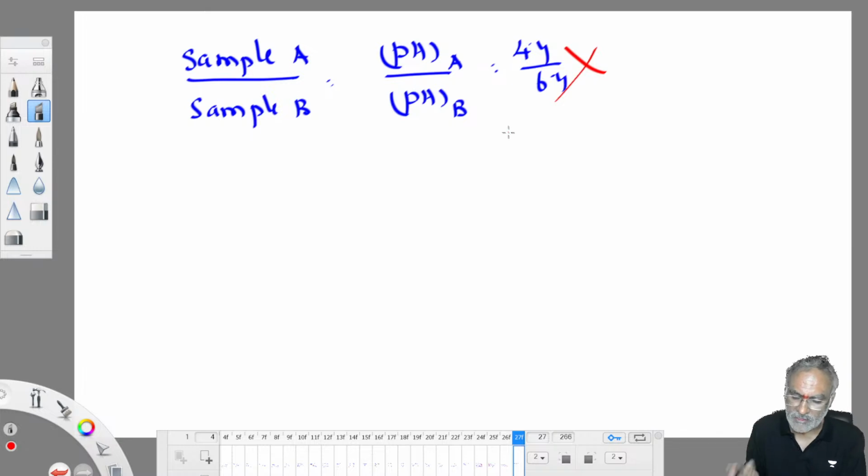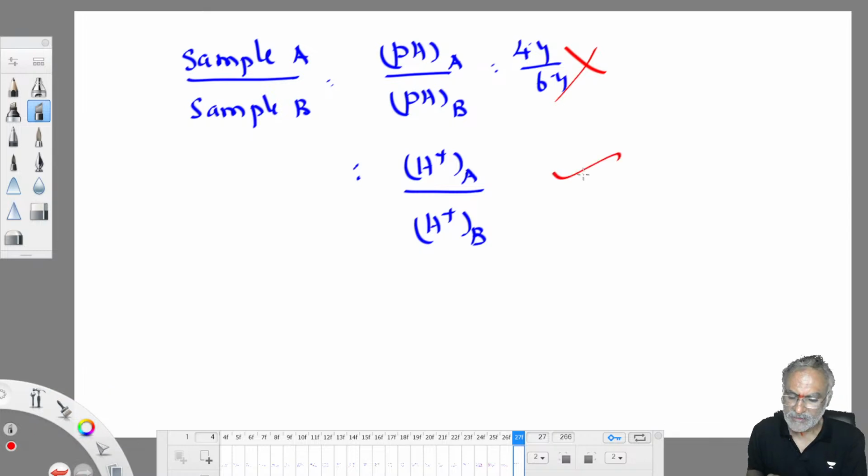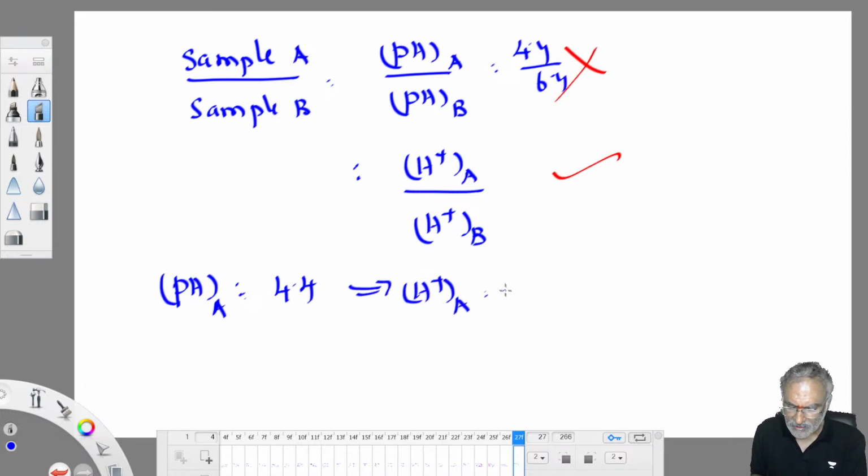You have to remove that logarithmic term. So instead of taking pH of A, we take H plus of A, and H plus ions of sample B. This is the right way of working out. pH should never be involved straight away in calculation because of the logarithmic term. So what is H plus of A? pH of A is 4.4. From this, H plus of A is straight away 10 power minus 4.4 moles per liter.